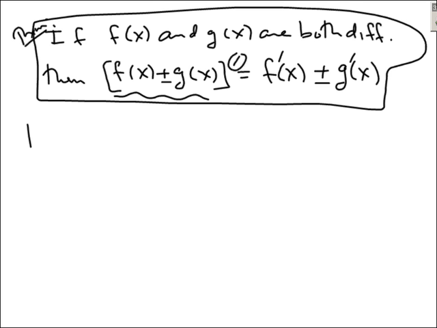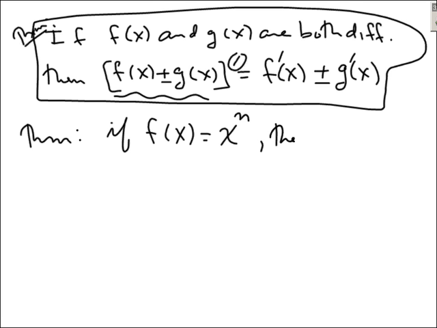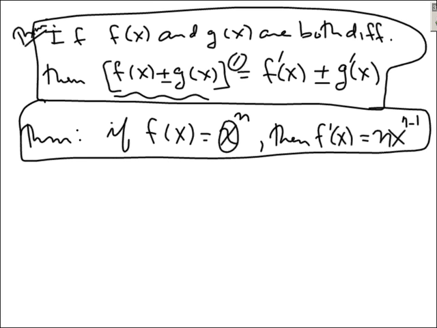The next theorem is the following. If f of x is equal to x to some number, then the derivative of f of x is, well, you keep x the same. You play games with the power. You bring down the power, you make the new power one less. Okay, this one is gold. This one you need to know.